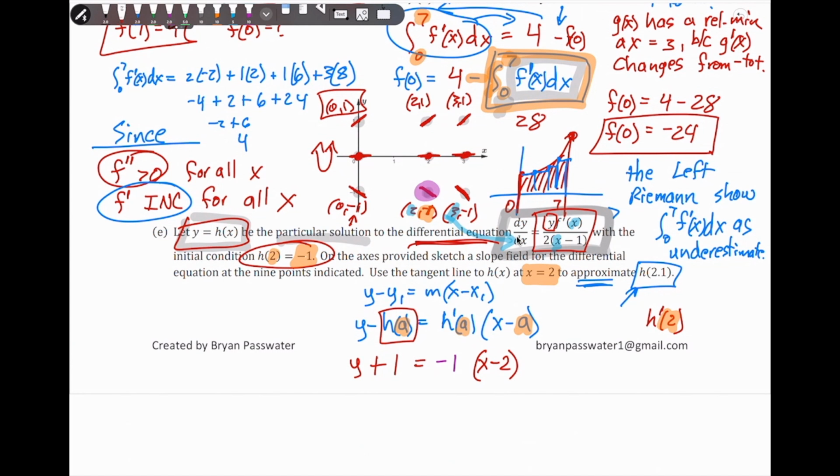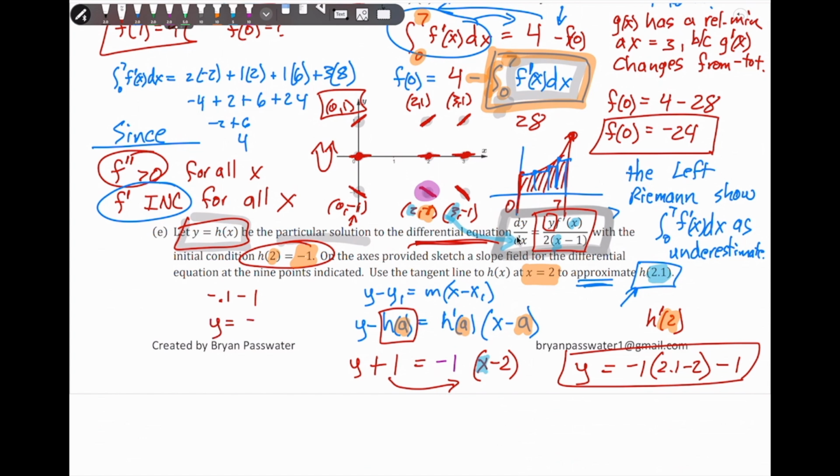Okay, so now we're just going to approximate our 2.1 by plugging in our 2.1 right here. And that would give us our y value. So we could say a -1, 2.1 minus 2, and then subtracting this one over, this is going to be our approximate value right here. Remember, you don't have to simplify if you do not want to, but just 2.1 minus 2 is going to be a 0.1 times this -1 is a -0.1, and we're going to subtract this -1 so that the answer would be a -1.1.